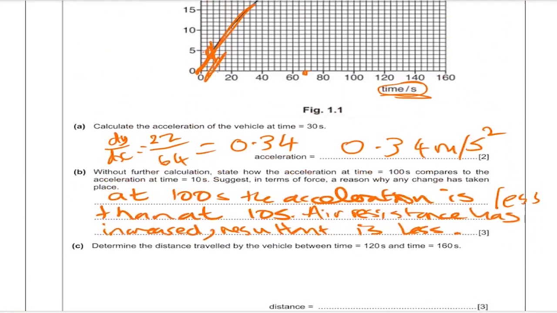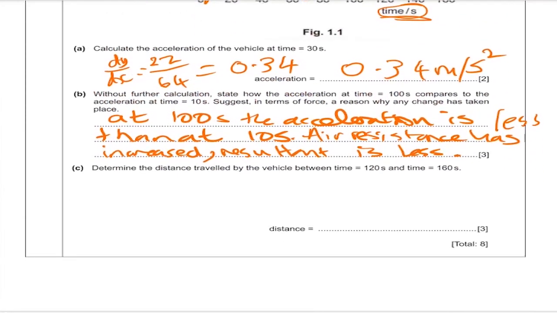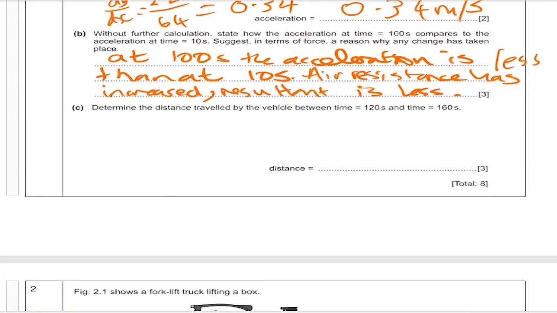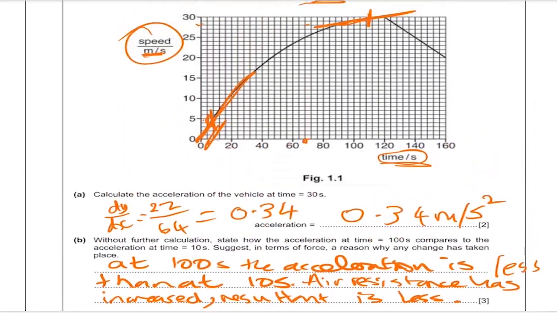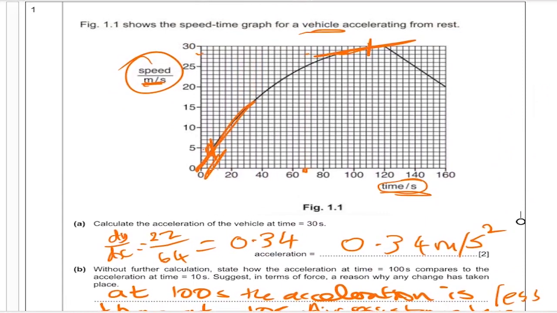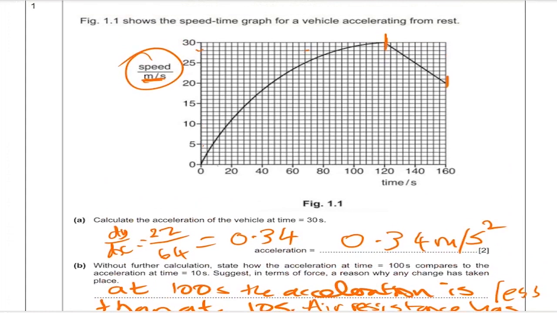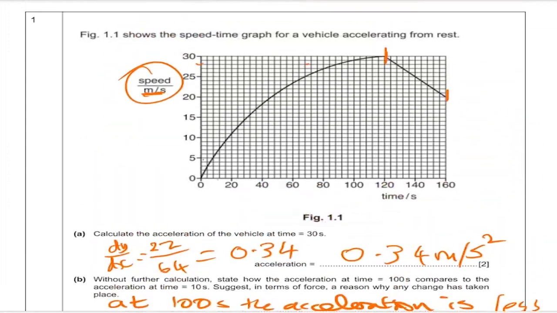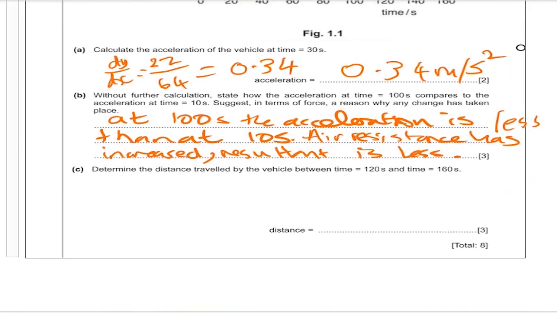The final part then, part C, says determine the distance travelled by the vehicle between time 120 seconds and 160 seconds. So let's have a look at when that is, and let's clear our graph. So at 120 seconds, that's at this point, and 160 seconds, that's at this point. For a speed time graph, to calculate the distance, we need to have the area under the graph.